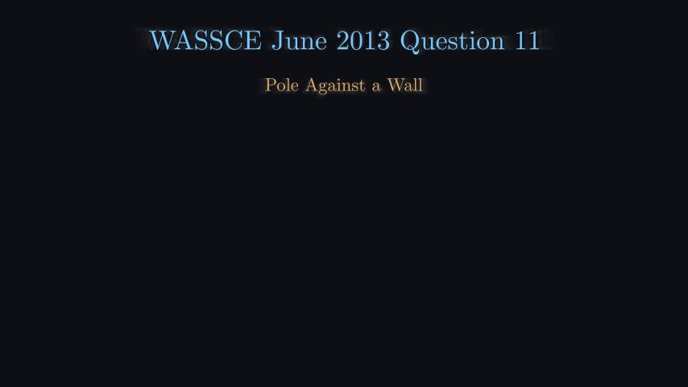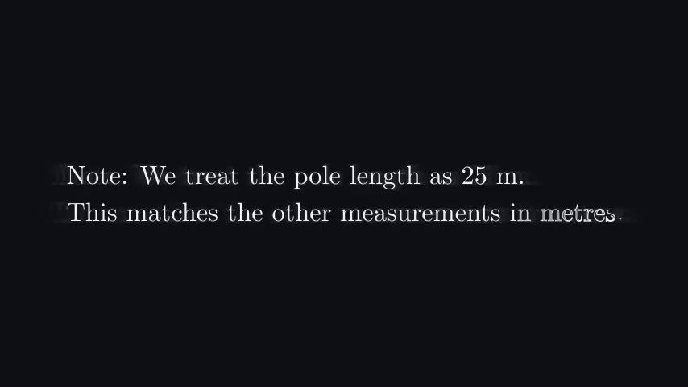Today, we are solving WASSCE June 2013 question 11. This is a pole against a vertical wall problem. We will use Pythagoras' theorem and trigonometric ratios. Note, we treat the pole length as 25 meters. This matches the other measurements in meters.